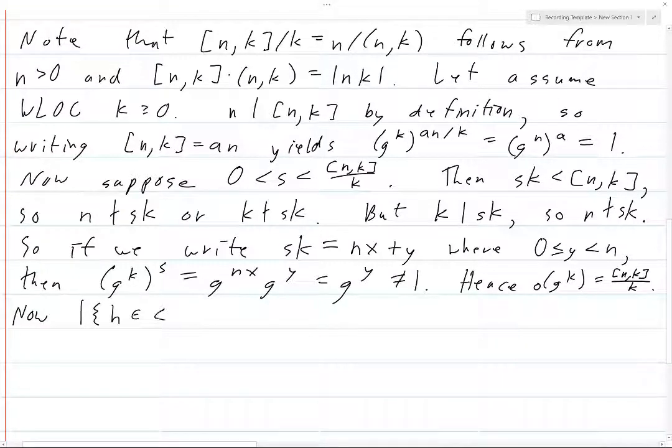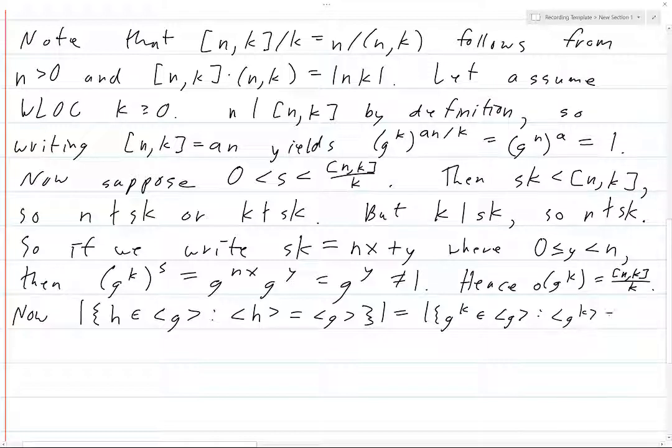So what we're looking for is the number of elements h in the subgroup generated by g such that the group generated by h is precisely the group generated by g, because h is such an element of the cyclic group generated by g precisely if h is a generator of this cyclic group. So this is exactly the thing that we're looking for. Any such element h we could write as g to the k.